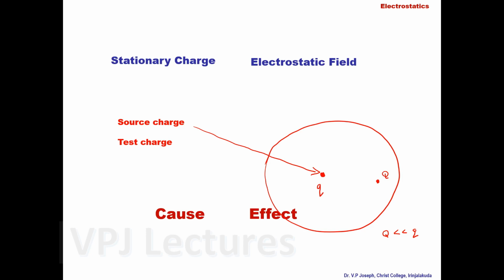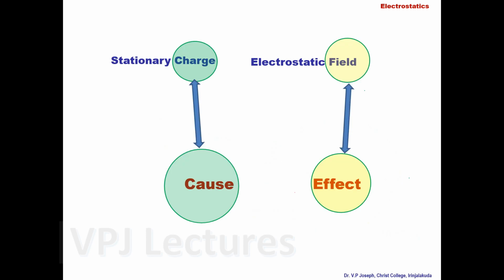In other words, we can state this problem like this. It is a cause-effect principle. The cause, in this situation, is the stationary charge, which is responsible for the electrostatic field. And the effect is the field. The reason for the effect is the cause. So once the exact nature of the cause is known, the effect can be identified. In any electrostatic problem, we can draw a figure somewhat like this: the stationary charge is the cause, and the electrostatic field is the effect.